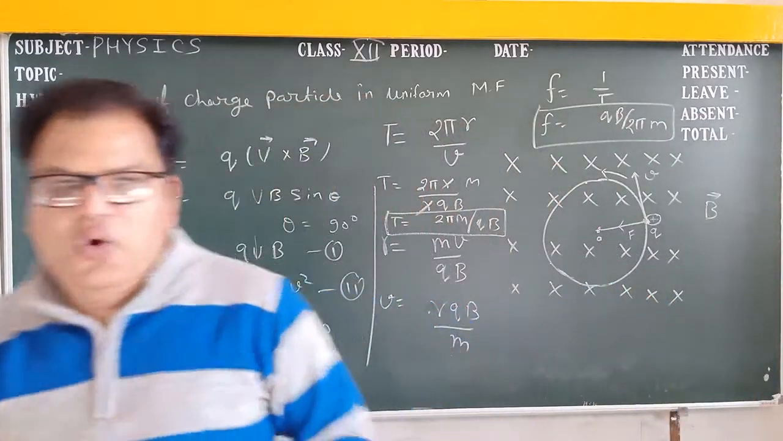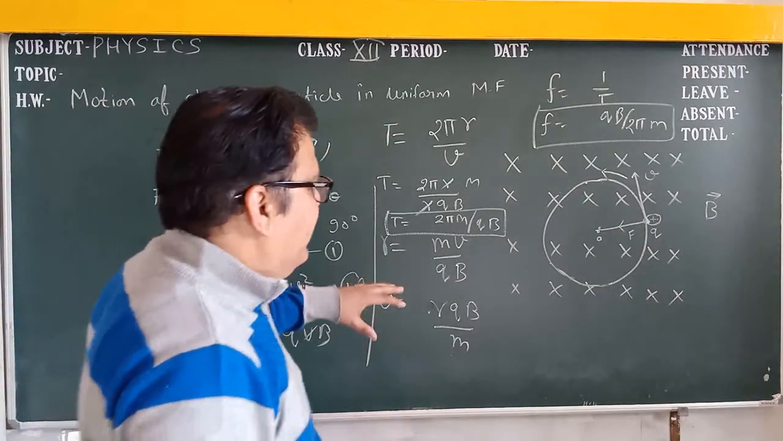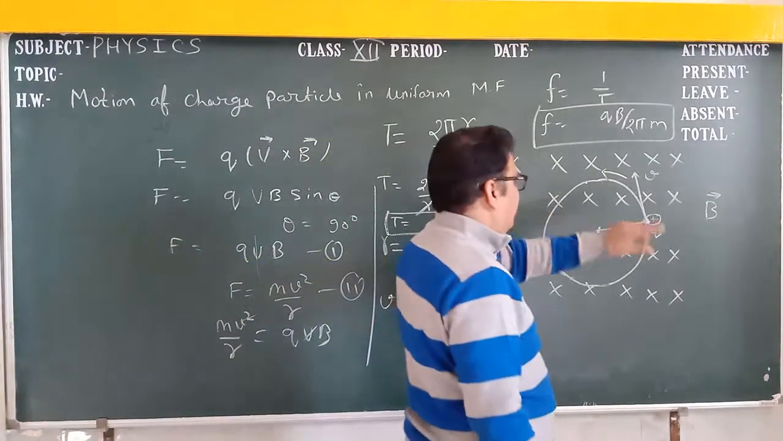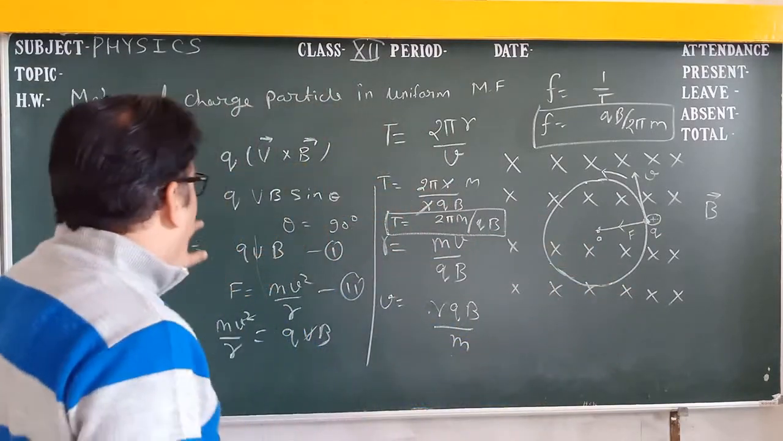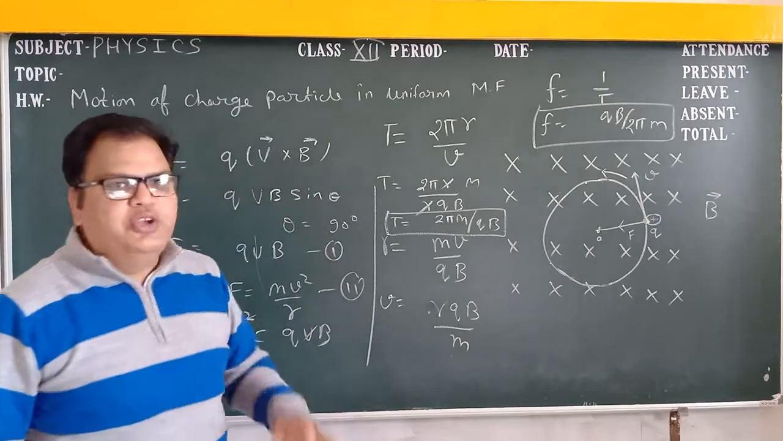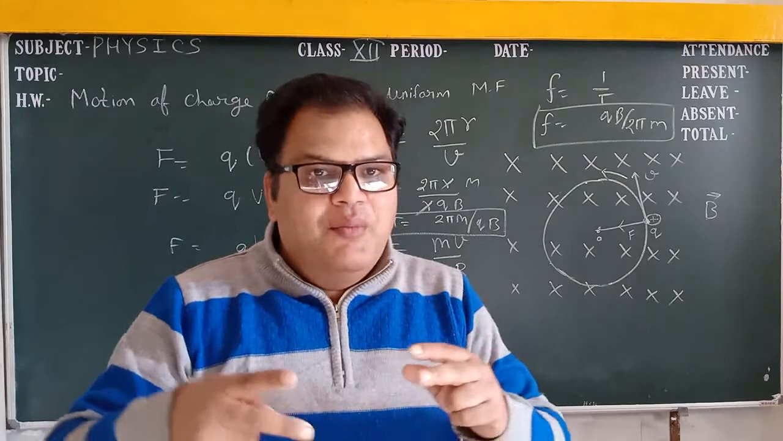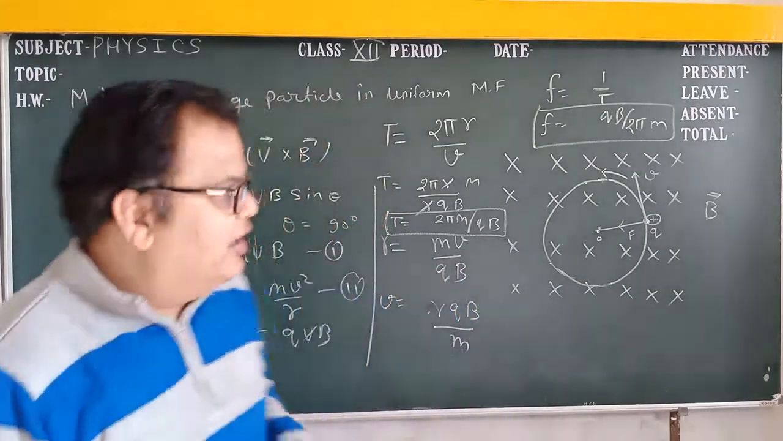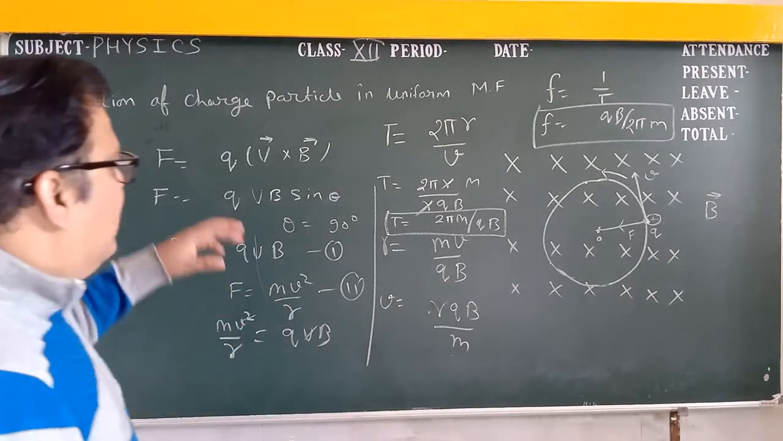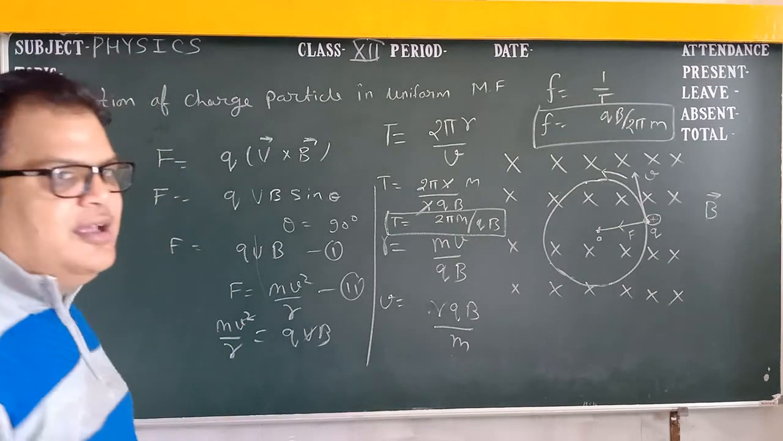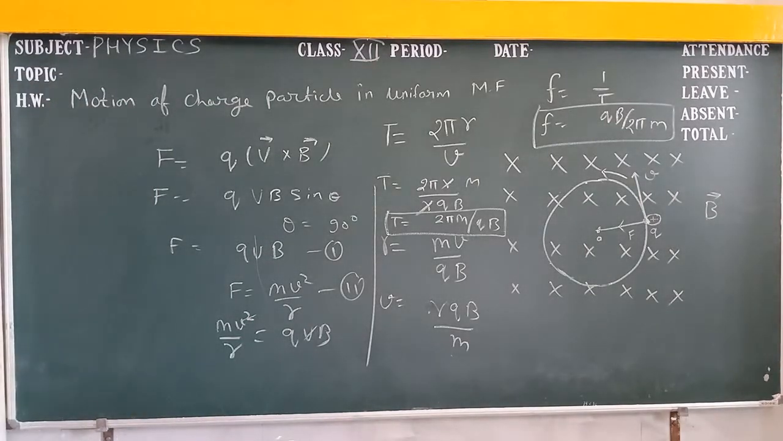Okay student, in our next class we will see what actually happens when the particle enters at some angle. Here is the formula when V and B are perpendicular to each other. Just go through this first, then I will teach you what happens when V and B are inclined to each other. Okay, just go through it, student.